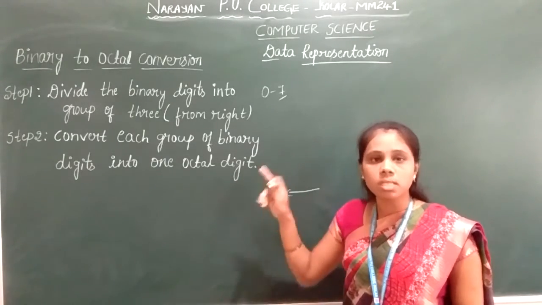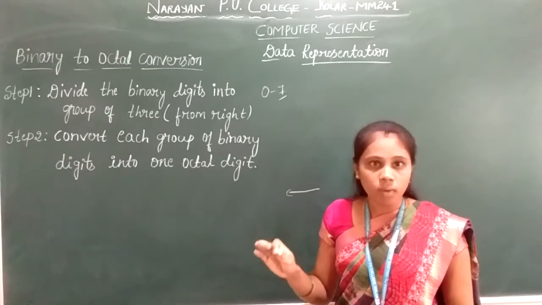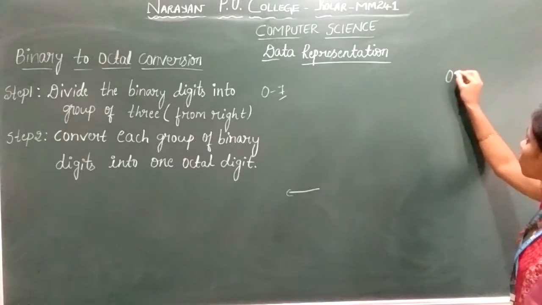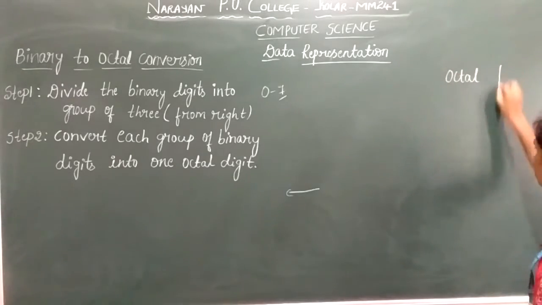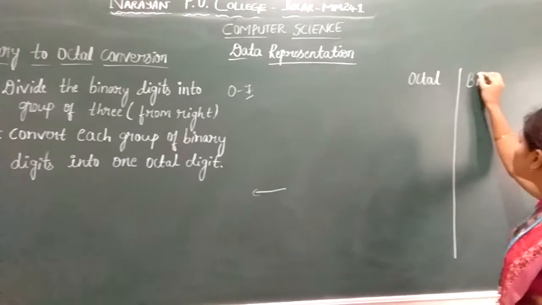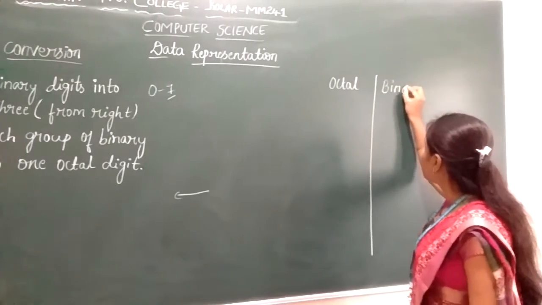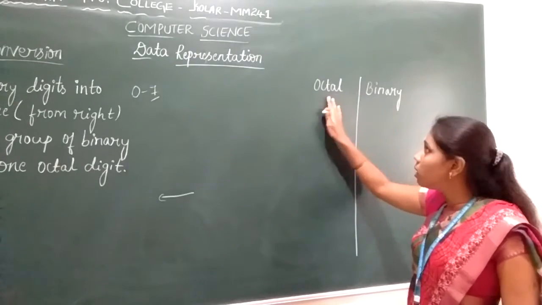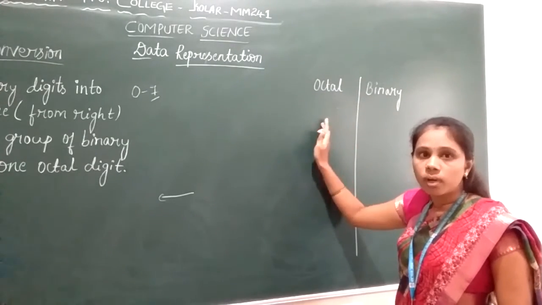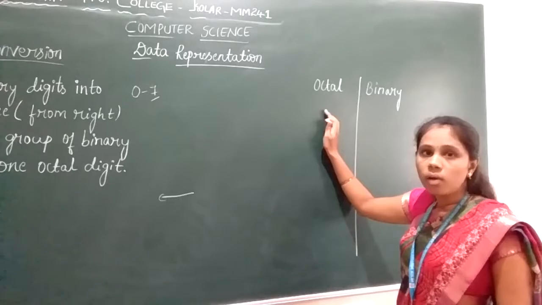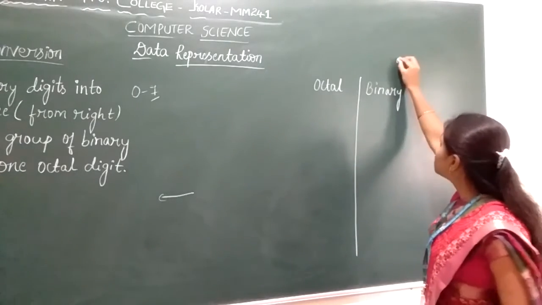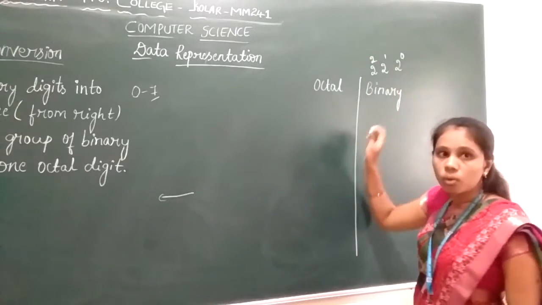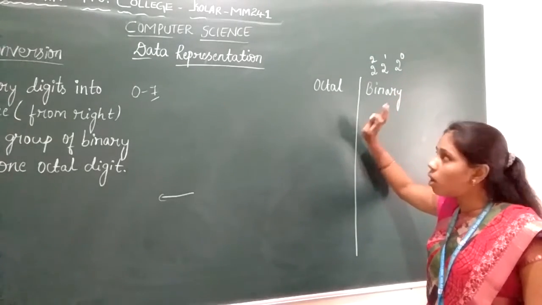Before going into this, we will design a table of binary equivalent values for the given octal values. Let me take the octal values and find the binary equivalent for each. Binary values in octal take only 3 bits, that is 2 power 0, 2 power 1 and 2 power 2. Only these 3 bits are considered for the octal range.